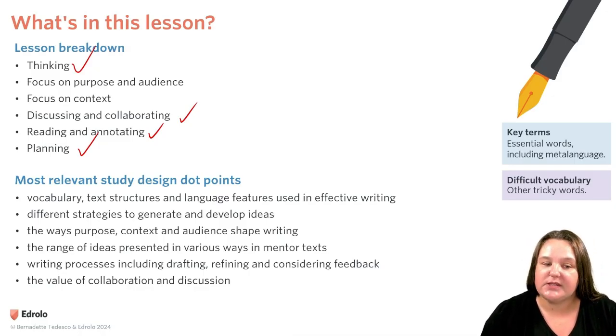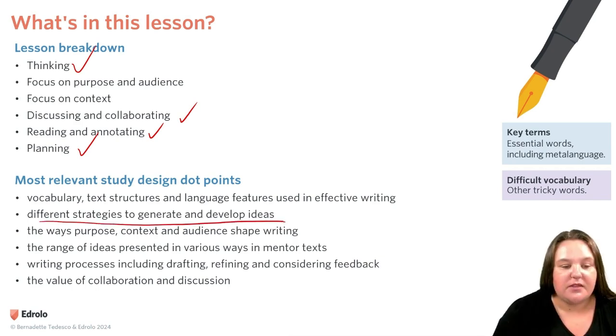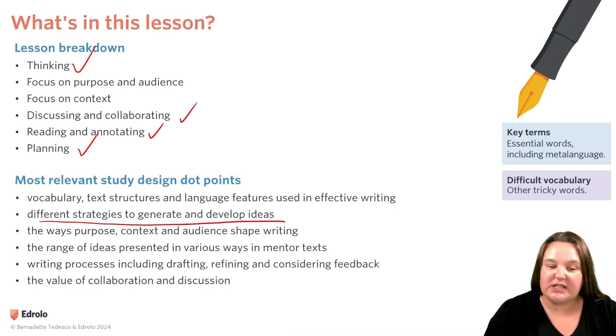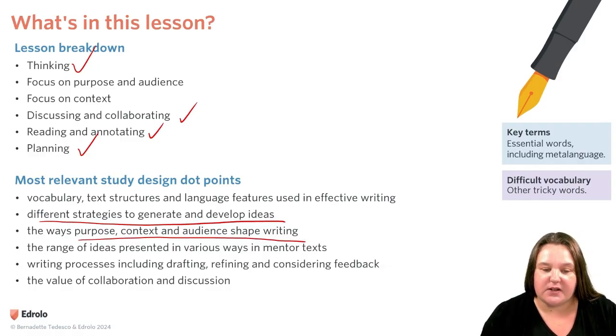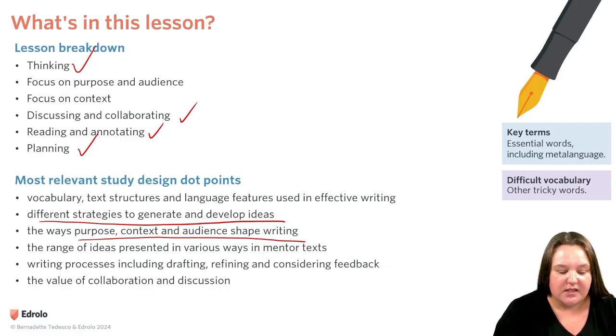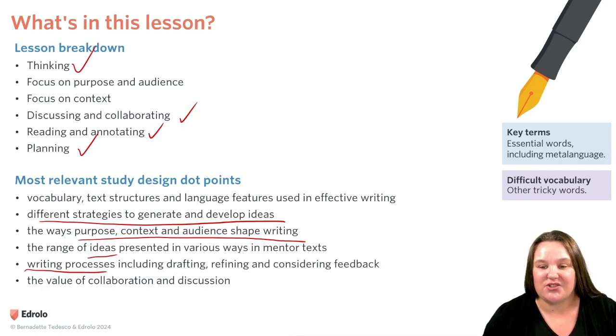Some of the most relevant study design dot points to think about in this lesson are the use of vocabulary, text structures, and language features, and how they're used in effective writing. Different strategies to generate and develop ideas. The ways purpose, context, and audience shape our writing. The range of ideas presented in various ways in mentor texts. Writing processes, including drafting, refining, and considering feedback. And the value of collaboration and discussion.